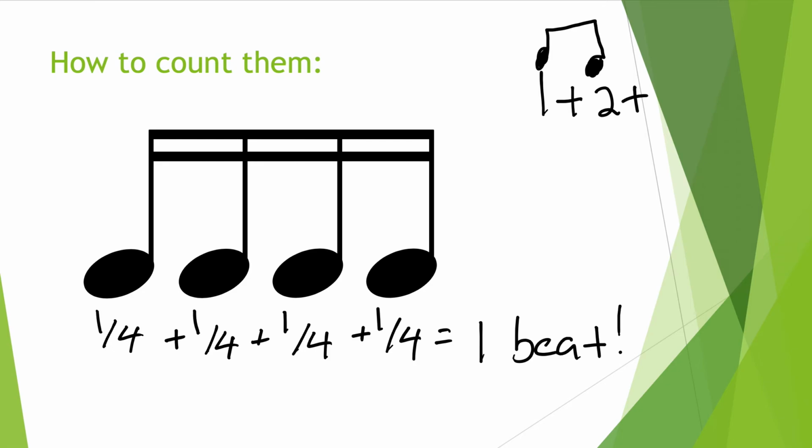So now, since 16th notes move faster, we write them out a different way. This is 1 E and A, 1 E and A, 2 E and A, which moves a lot faster than 1 and 2 and. 1 E and A, 2 E and A. Can you hear the difference? I hope you can, because this is very crucial when learning more notes and how to eventually read music.